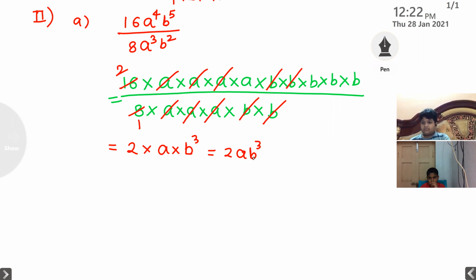Yesterday I told you students, here a to the power 4 is there. If I give a to the power 30, will I write 30 times? No. Then we have to cancel like that, direct concept. 8 ones are 8, 8 twos are 16. A is 4, A is 3. It means 1a will remain up. B is 2, B is 5. Here we are subtracting exponents. 5 minus 2, it means b cube will remain up. It means 2ab cube is coming also, direct method.